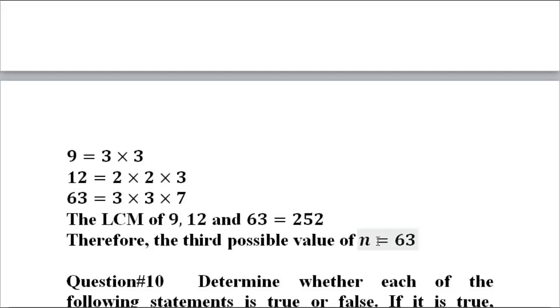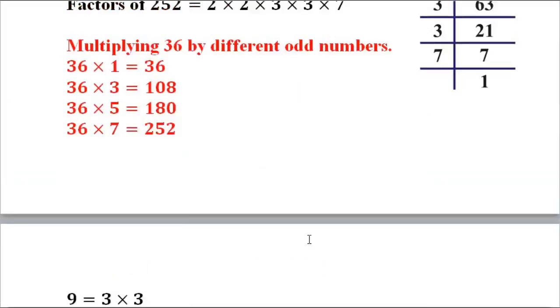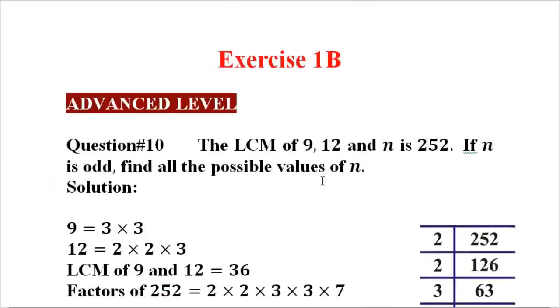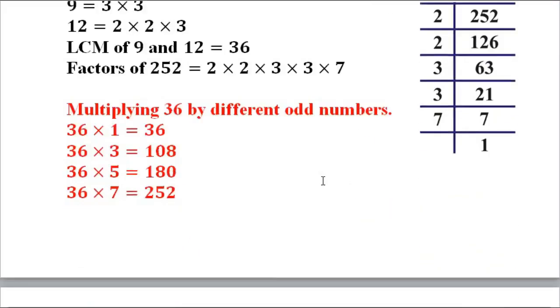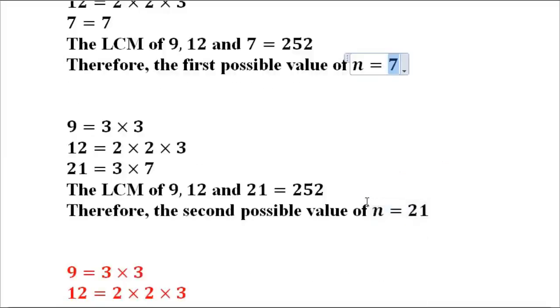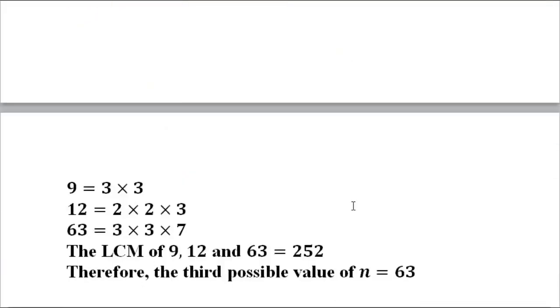I'll stop here because I have checked the 19 multiples of 7, but I did not find any other multiple of n that satisfies the condition. So these are the possible values of n: 7, 21 and 63.